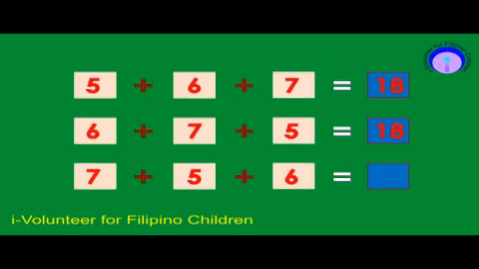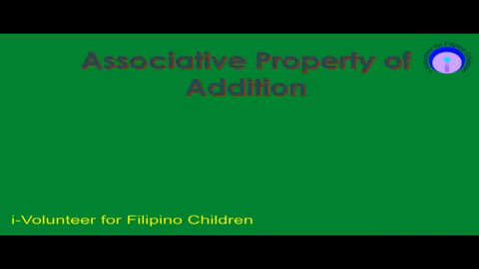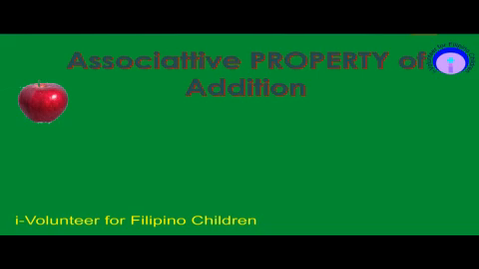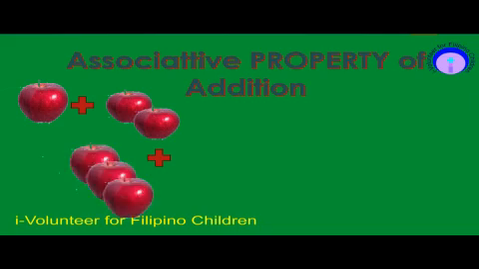The order of the addends does not affect the sum. The second property is what we call associative property of addition. The grouping of the addends does not affect the sum. Now let's demonstrate. I have 1 apple, another 2 apples, and another 3 apples.